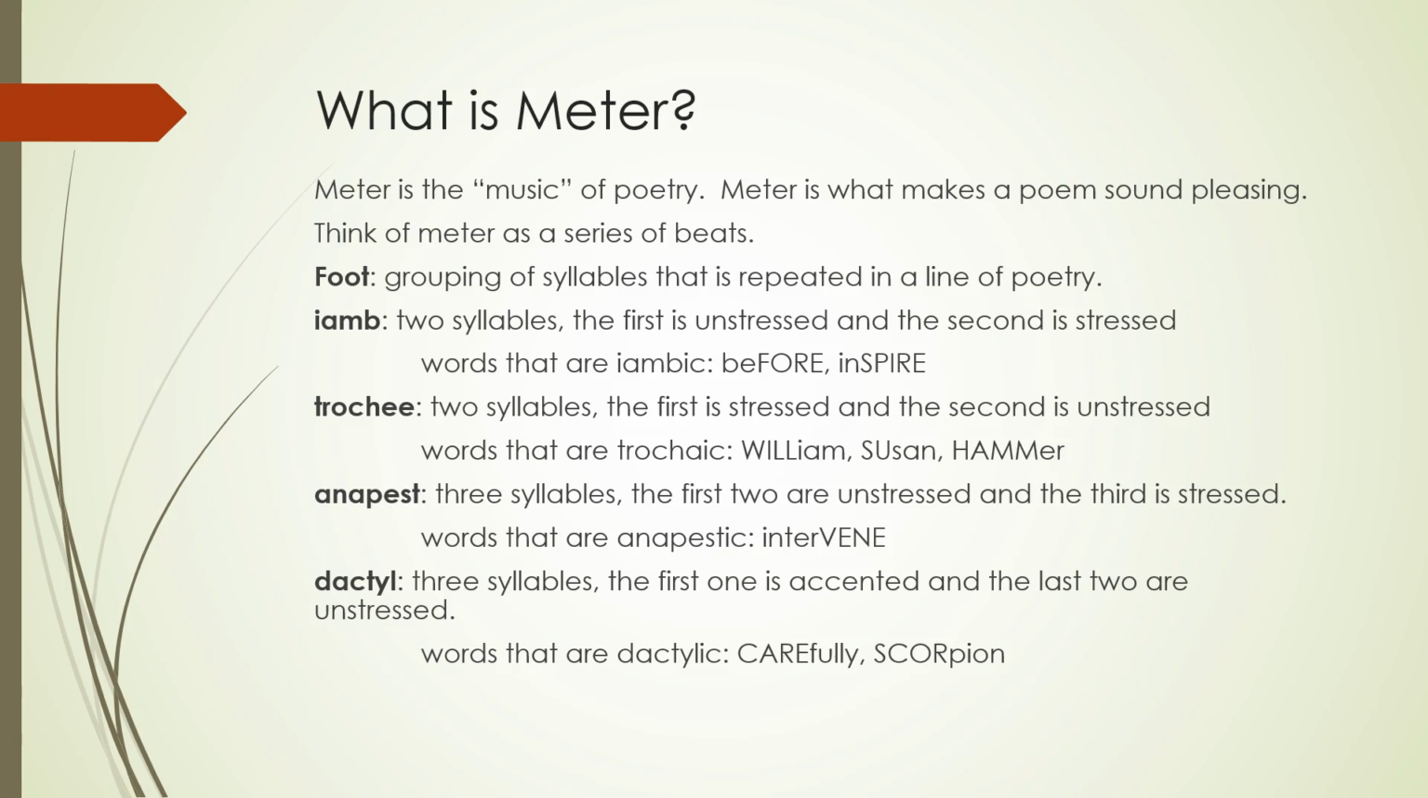A foot is the basic building block of poetry. It is a grouping of syllables, and that grouping is repeated in a line of poetry. So different types of feet include the iamb, the trochee, anapest, and dactyl, just to name a few. An iamb is a foot of 2 syllables, where the first syllable is unstressed and the second syllable is stressed.